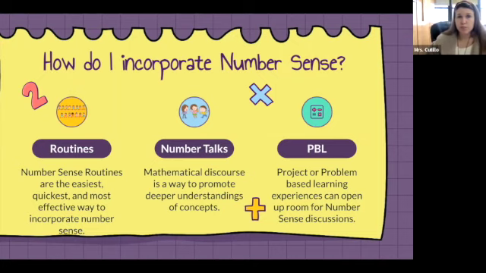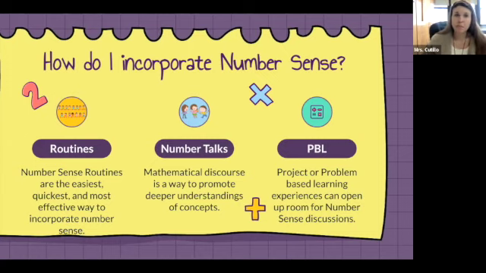So basically what you do is you pick one of these routines, you start your math lesson with it. It can last anywhere between 5 and 15 minutes. It can be a quick conversation. You can be talking about a picture. What do you notice and what do you wonder? There's so many different things that you can do, but the point is to start an engaging mathematical conversation or to get kids thinking.